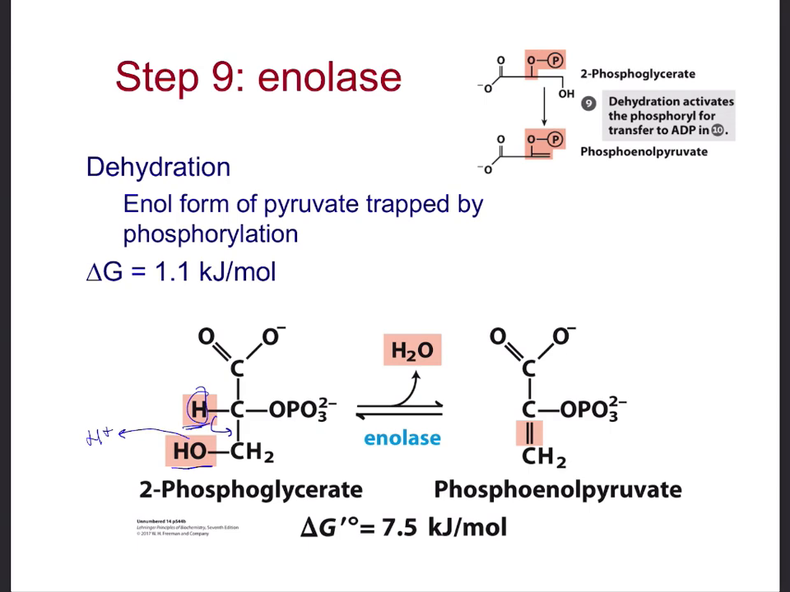Delta G on this is very close to zero, and the resulting product, phosphoenolpyruvate, is a very high energy intermediate, as we will see in the next step.